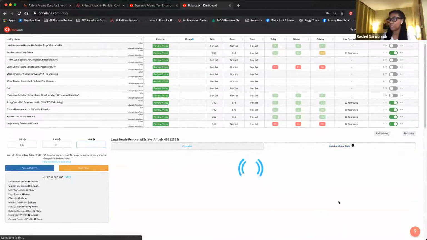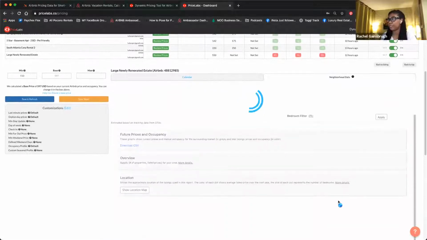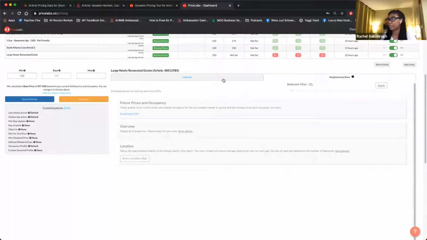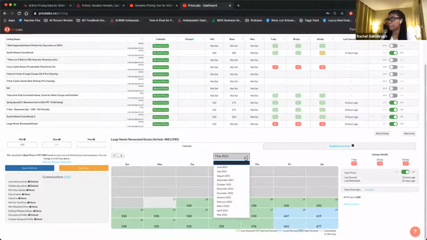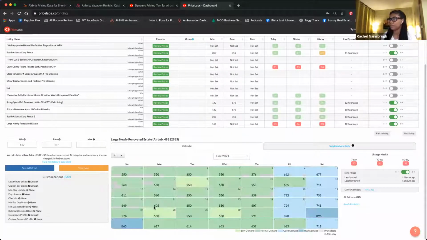And then you can compare it to what the neighborhood is doing, and download that as a CSV. But let's see, for instance, all of this you see here, it determined that's the right price based on other properties, how they're doing, comps, events, holidays, day of the week, and so on and so forth.